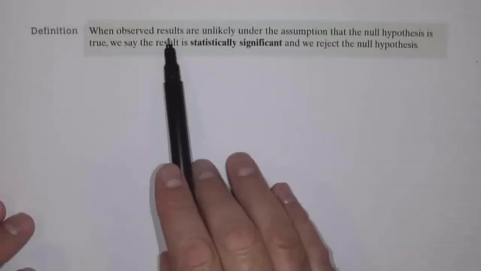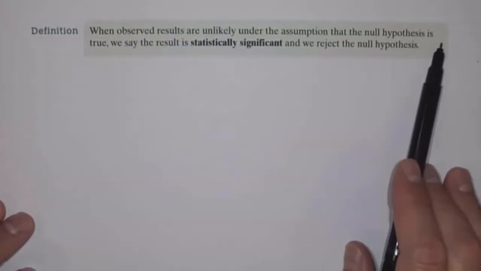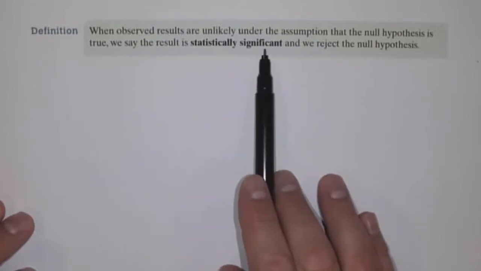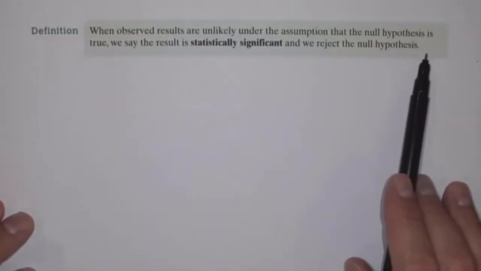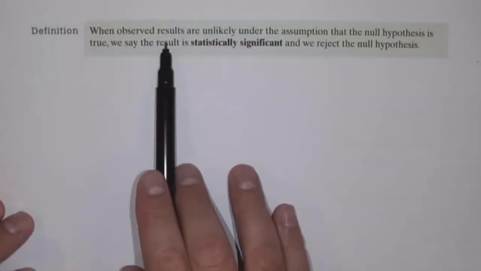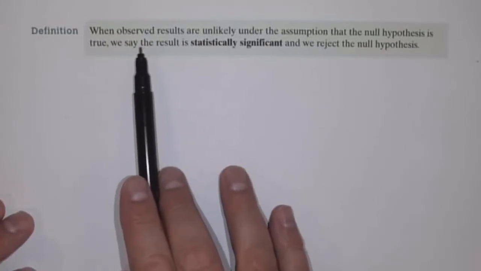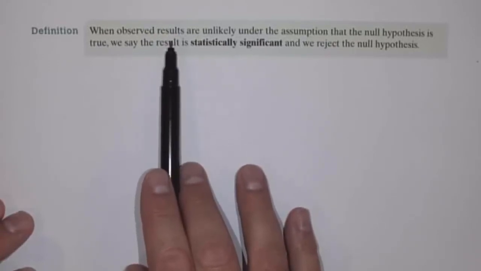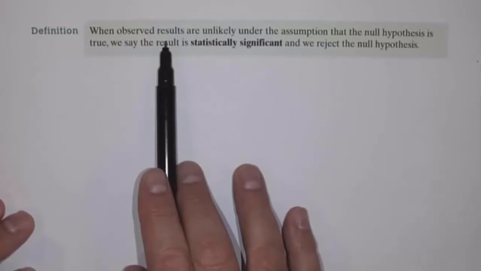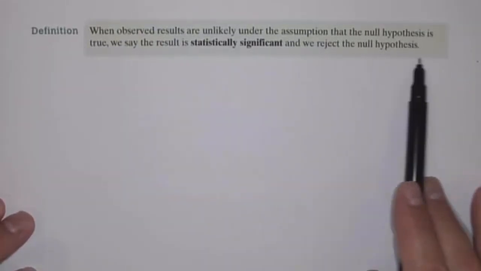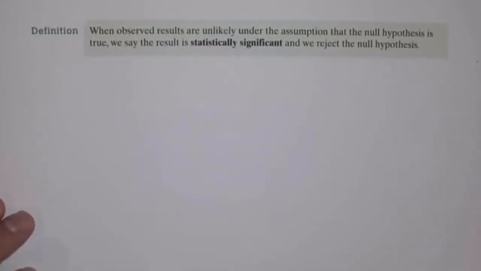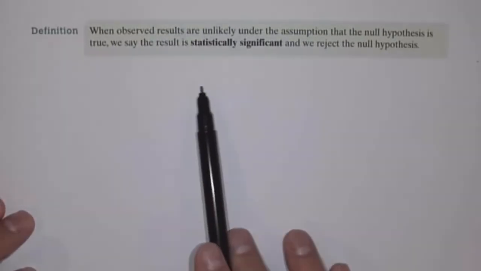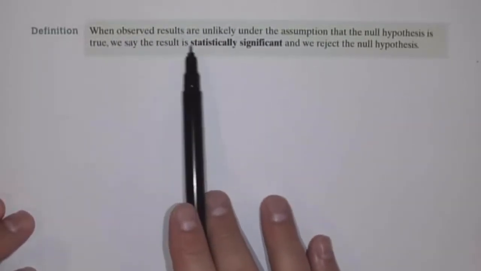Definition. When observed results are unlikely under the assumption that the null hypothesis is true, we say that the result is statistically significant and we reject the null hypothesis. So again, the observed results are the results that we're seeing in our sample. We're going to take a sample and see what the results are in that sample. And if the results we obtain from our sample would be unlikely under the assumption that the null hypothesis is true, then we're going to say most likely that would not be true. We would not get the results that we're obtaining if the null hypothesis is true. So therefore, we're going to reject the null hypothesis. Most likely, the null hypothesis would not be true, or we would not be obtaining the results that we obtained. If that's the case, we're going to say the results that we obtained are statistically significant.